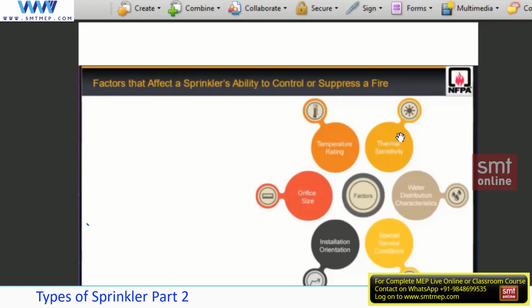You see all these factors, right from thermal sensitivity and water distribution characteristics, to special service conditions, which means special types of sprinkler. One example of a special type is the tamper resistant type or intermediate level, which you'll find in this presentation. Installation orientation, already discussed: upright, pendant, and sidewall as per the installation. Orifice size is also important: half inch, less than half inch, or up to 1 inch. Based on this, we have the K factor. We'll discuss all these parameters now.